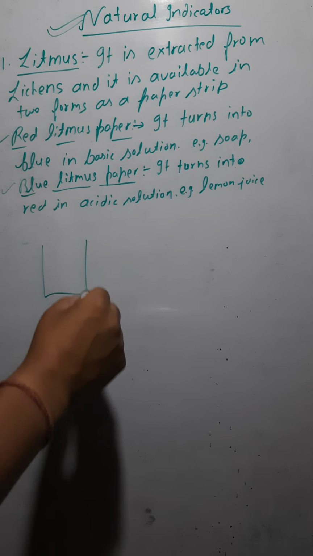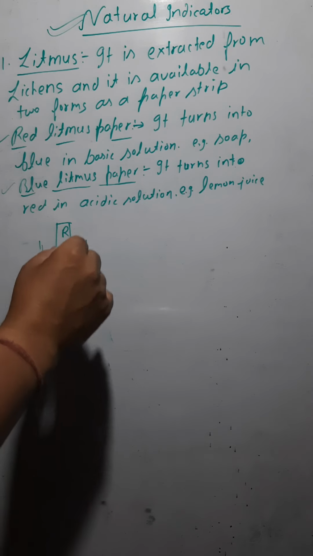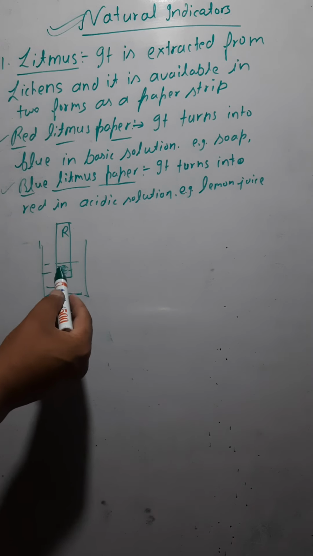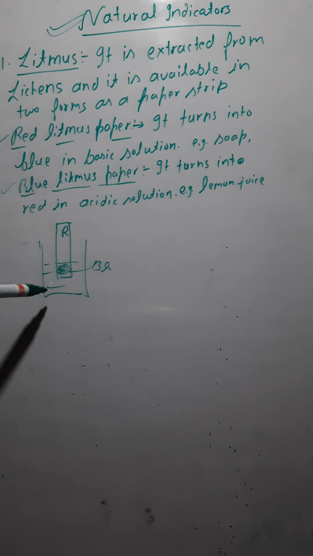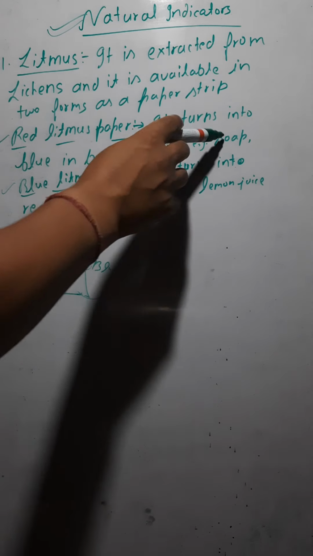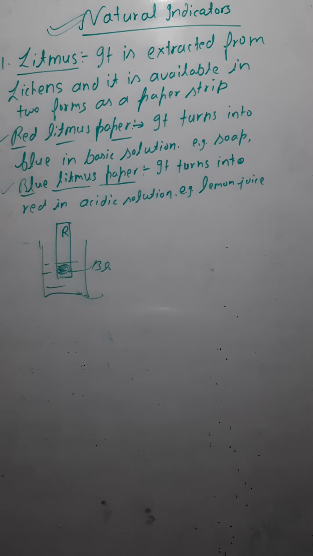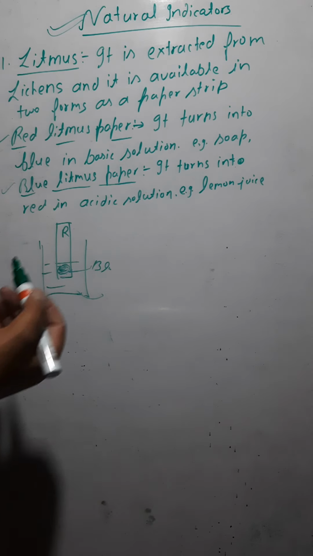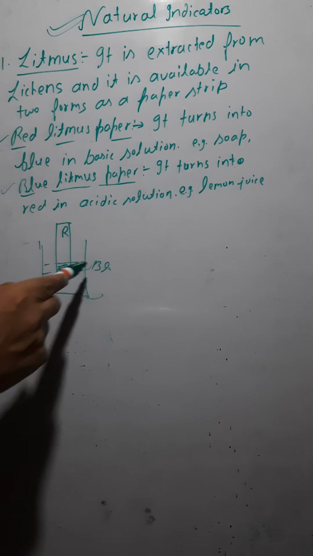Let's say this is the solution, and here you have the red litmus paper. Now you dip this red litmus paper, and the part inside the solution turns blue. This indicates that the given solution is basic. For example, soap. Let's say this is a solution of soap. You dip the red litmus paper here and you would observe that the part in the soap turns blue. This indicates that the solution is basic. So red litmus paper turns blue in a basic solution.